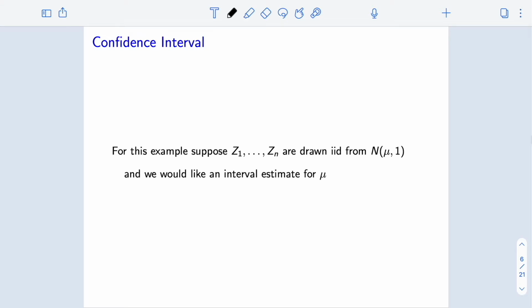So we're now going to engage with a simple example for constructing a confidence interval. For this example, let's imagine that we have these n IID observations z1 to zn, drawn from a normal with unknown mean mu, but known variance 1. Again, this is a little bit contrived. We generally don't know the variance, and it's generally not 1, but this will be illustrative and useful.